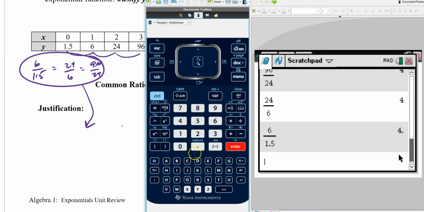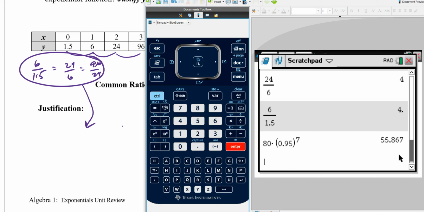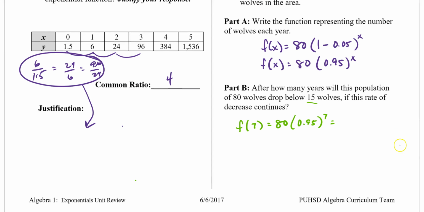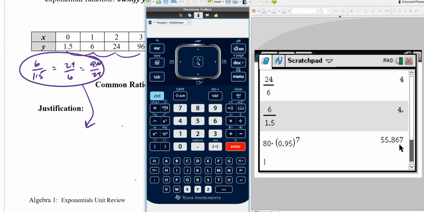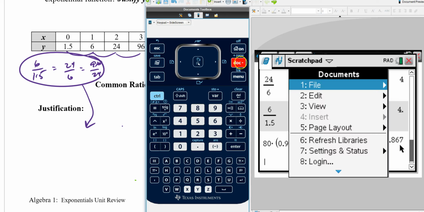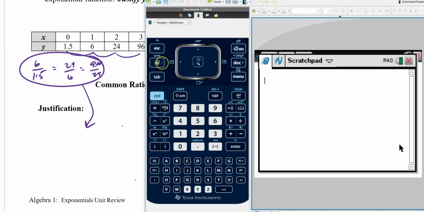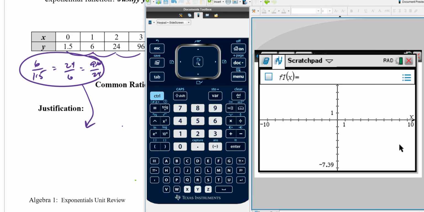And f of 7 gives me 80 times 0.95 to the 7th, which is still basically 56 wolves. Nowhere close to it. So I could do that a whole bunch of times till I get there. Or I'm going to use my graph. I'm going to clear the scratch pad real quick. And I'm going to plug in my function 80 times 0.95 to the x.